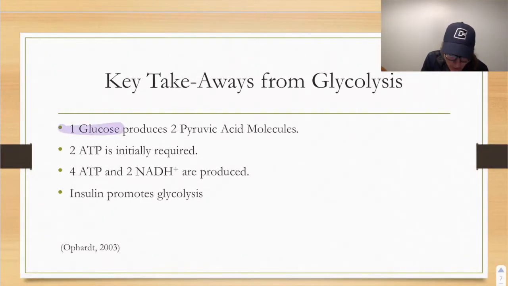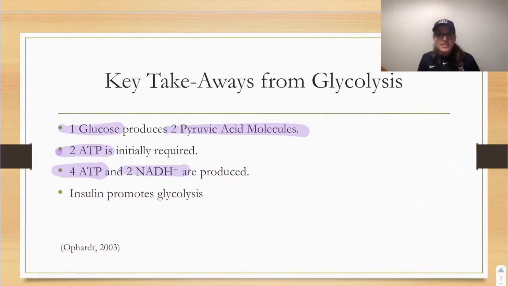Again, I'm using only 1 glucose for 2 pyruvic acid molecules, or pyruvate. Even though you have to initially invest 2 ATP, you end up getting 4 ATP, which gives you a net of 2 ATP. And then you get 2 NADHs, which are going to be used later in the electron transport chain, and you're going to get even more payback, even more ATP. Then ultimately, as we relate this to insulin, we'll talk about how insulin actually promotes glycolysis in our body. So insulin promotes this breaking down of glucose.